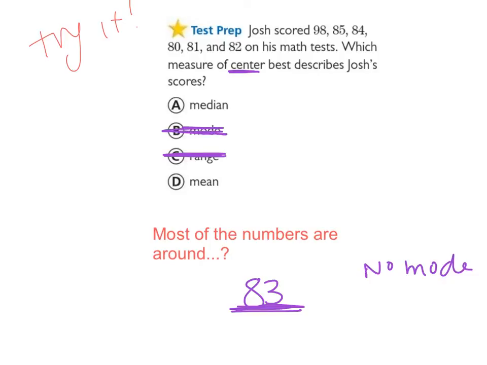So now I just need to find the mean and the median. For the median, I'm going to put them in order, and for the mean, I'll find the average. When I found those numbers, it looks like the mean was 85 and the median was 83. 83 was the exact number that I said I was looking for. So the answer is A, the median.